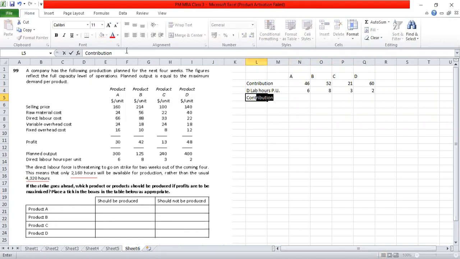Contribution per labor hour, because everything has to be looked from, for every single hour of direct labor hour used, how much contribution is generated. That is what we have to look into, that contribution per labor hour. So here it will be 46 by 6.